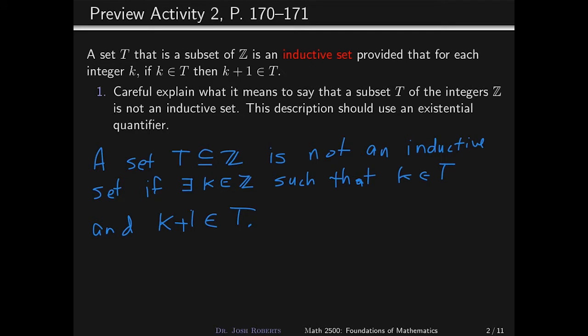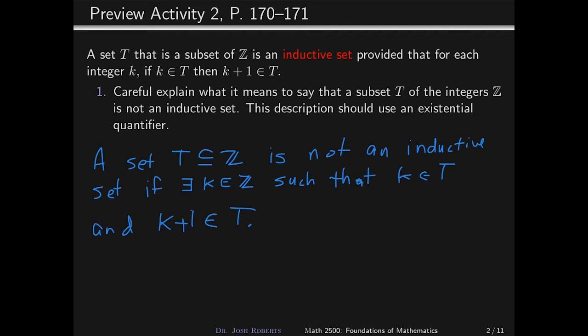So this kind of goes back to the stuff we're doing way back in chapter 1. Okay, so let's just go through this slowly. So here's the original statement. T, starting out with T a subset of the integers, is an inductive set provided that for each integer k. So when you negate a universal, that becomes an existential. So there exists an integer k, and here I have a conditional, so I have to negate that conditional.